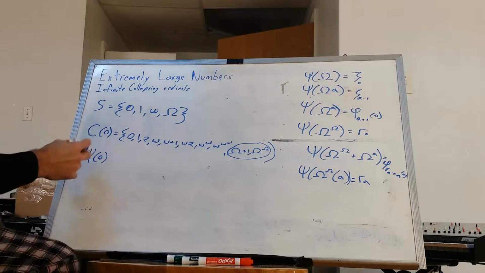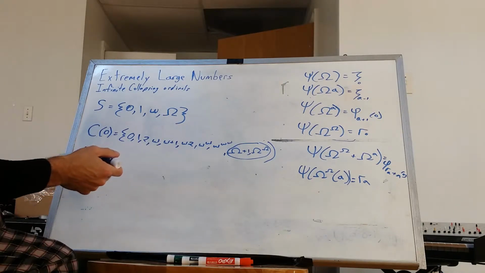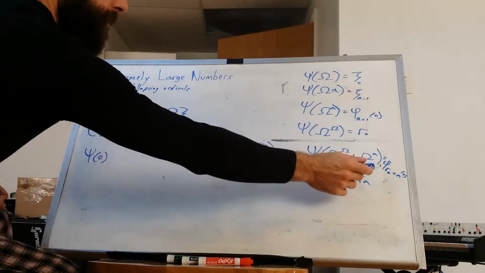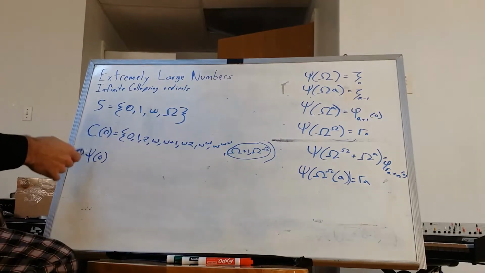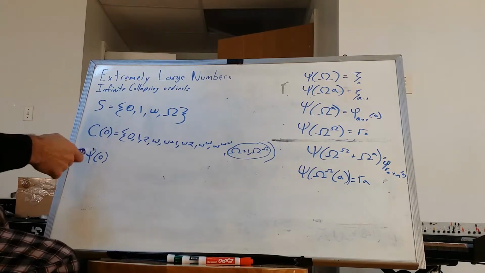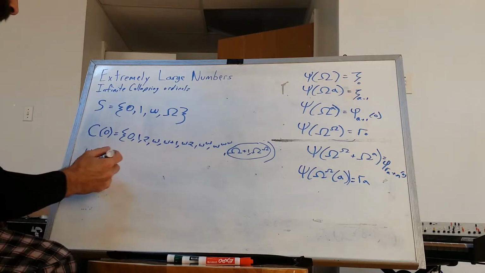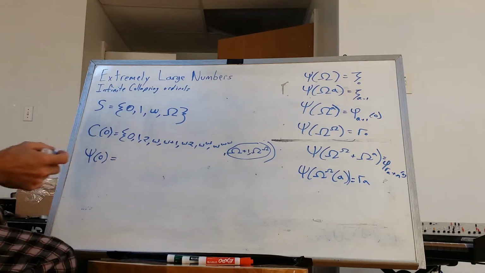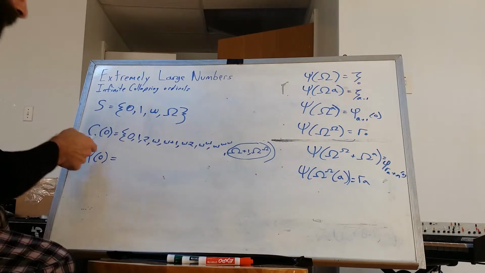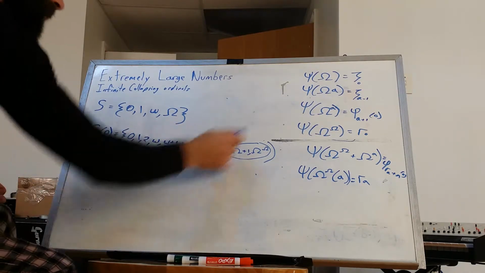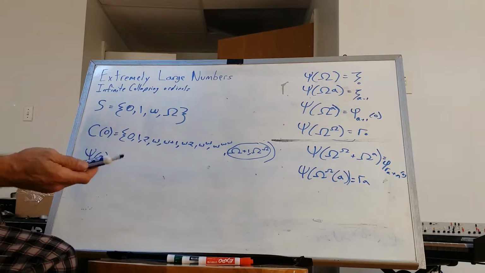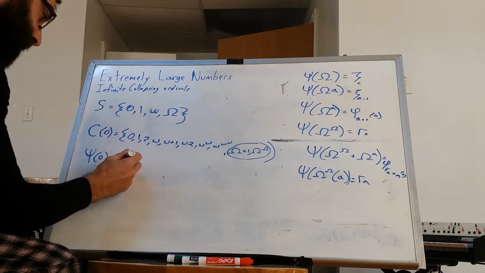Remember, this is psi, not phi, like we had in the previous ones, Veblen notation. So this is different. This is psi. And this is our collapsing function, basically. So psi of 0, our first function, is going to be the first infinite ordinal unreachable from C0, which is going to be an infinite tower of omegas, which, as we know, is epsilon naught.